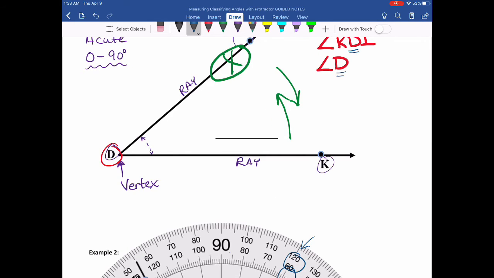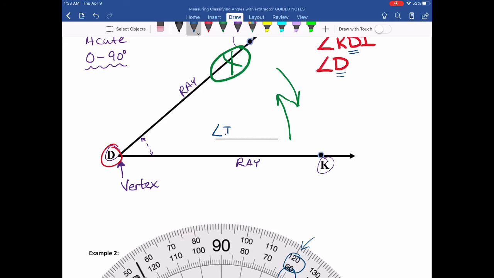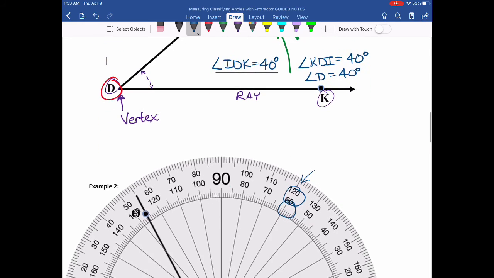Okay, so this angle right here, angle IDK equals 40 degrees. We're not going to do this every time, but there are a lot of different ways you can write that. You can say angle IDK, you could say angle KDI equals 40 degrees, or we could say angle D equals 40 degrees. Angle D is the easiest way to do it, but like I said, you can't always get away with that.